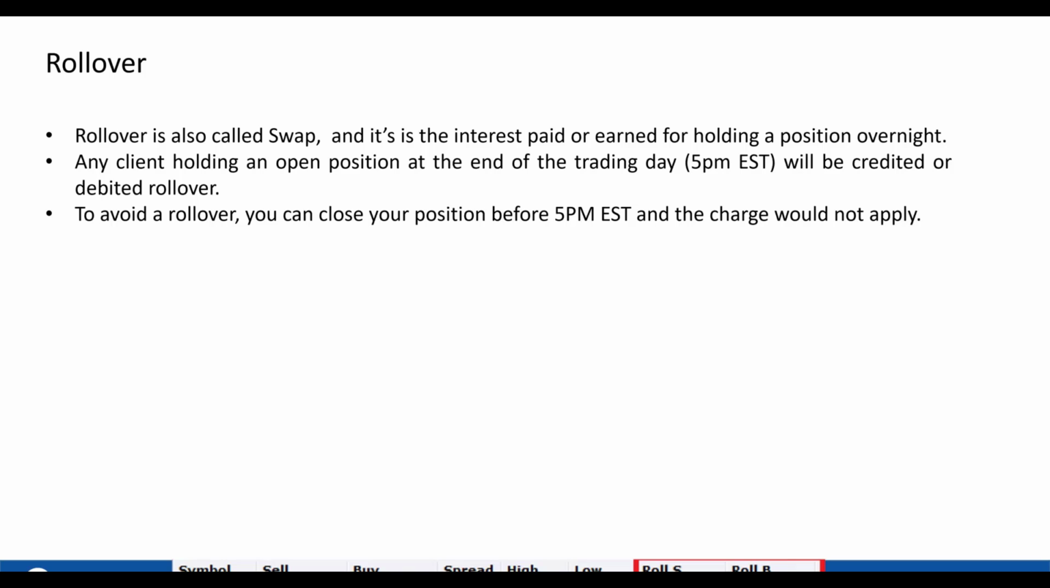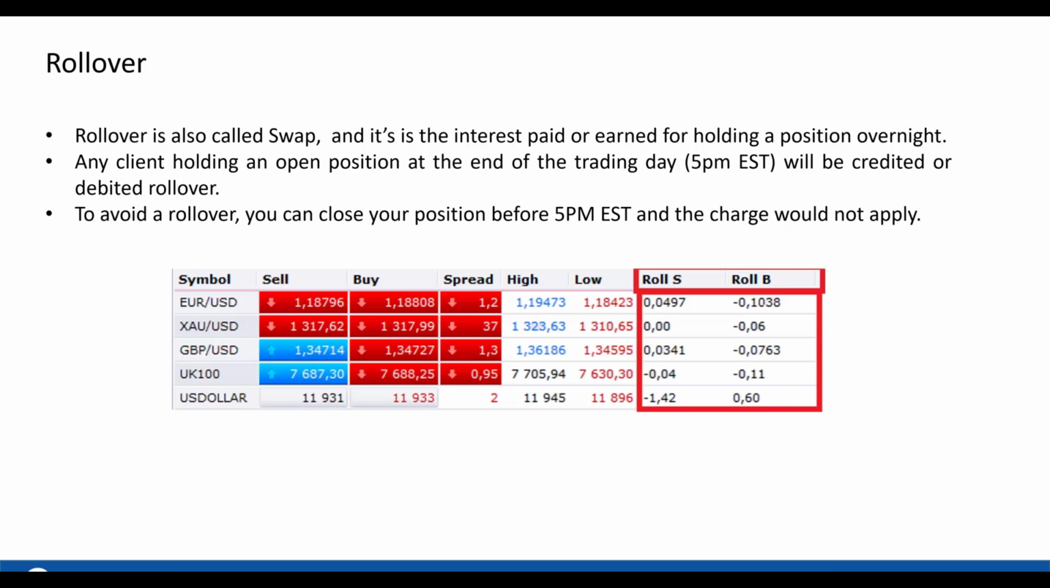Take a look at this table. The last two columns show the rollover. Roll S is if you're going short, and roll B is if you've gone long. Now, the first row shows the euro-US dollar. And if you short the euro-US dollar, you actually will be earning a rollover of 0.0497. And if you are long, you will actually be incurring a rollover cost of 0.1038. And you can go through all the rows and you'll see each instrument has a rollover associated with it, depending if you are long or short.